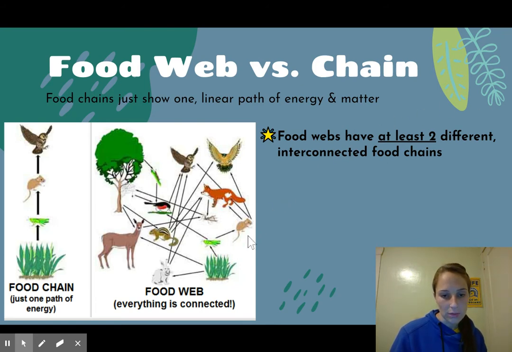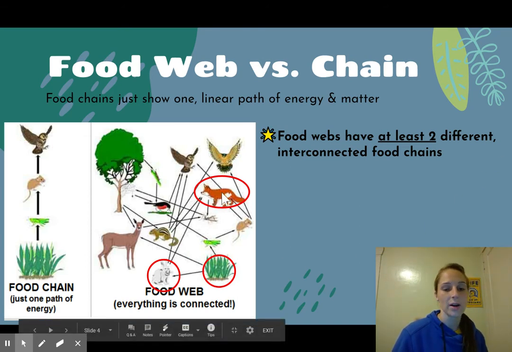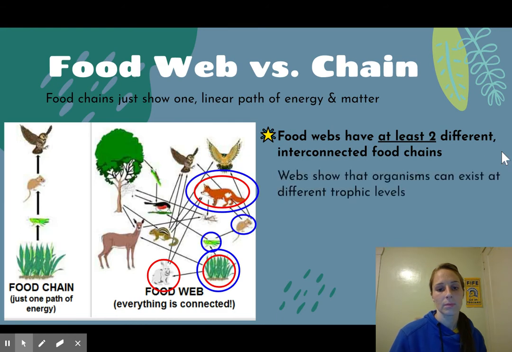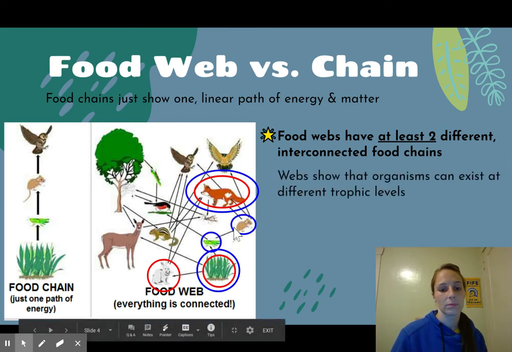But you can look if you see the grasshopper to the mouse up to the owl. That would be one of the food chains that's shown in this. And they're all interconnected. So a second example would be going from the plant to the rabbit to the fox. That would be like a second chain besides that first one that I showed you.